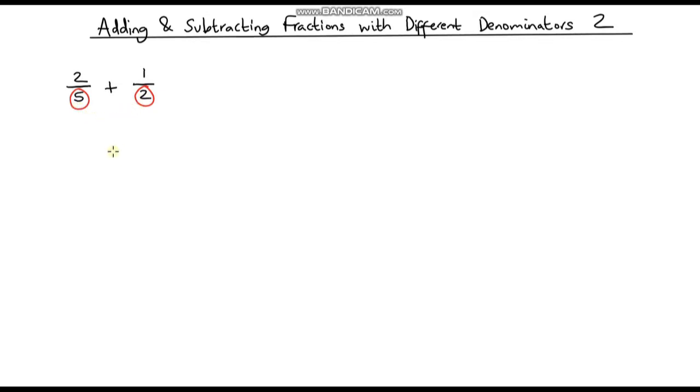And the most efficient way of doing that is by finding the lowest common multiple of both of our denominators. So the lowest common multiple of 2 and 5 is 10. And if you're a bit unsure of how to find the lowest common multiple, I encourage you to watch one of my previous videos on lowest common multiple. So we can convert both fractions into equivalent fractions where both of them have a denominator of 10.